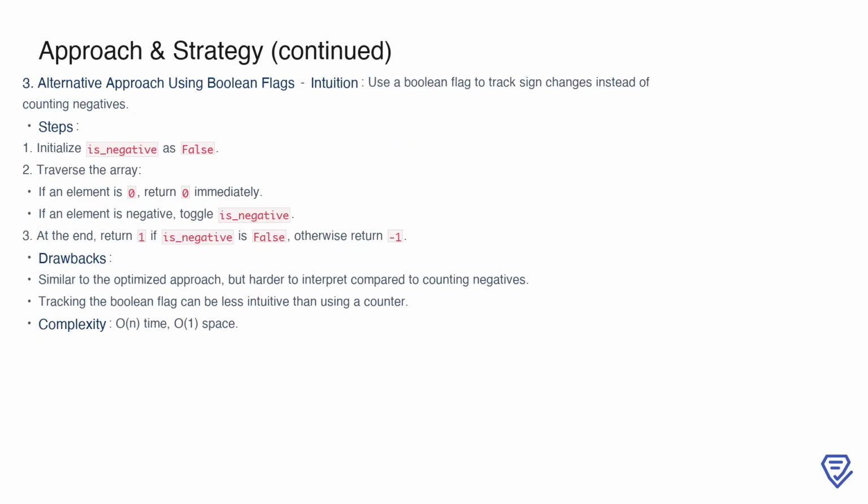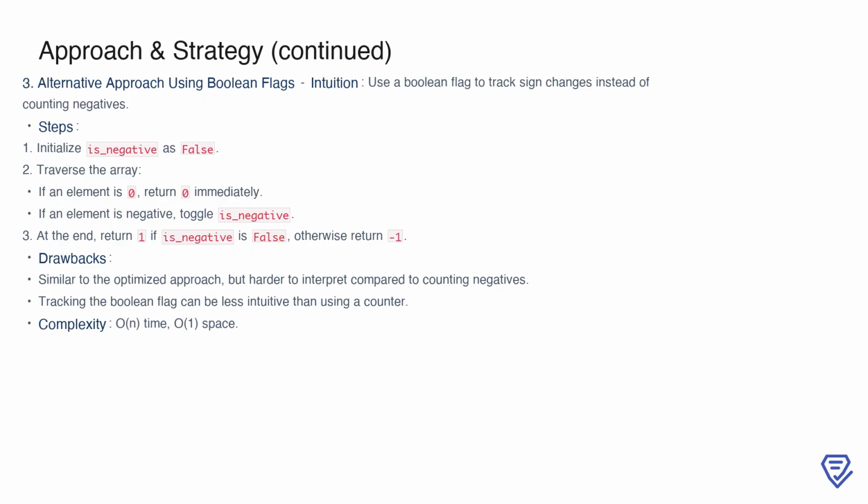Another alternative is to use a Boolean flag instead of counting negatives. In this method, we initialize a flag, is_negative, as false. As we iterate through the array, encountering a 0 still allows for early termination with a return value of 0. For every negative element, we toggle the value of is_negative. At the end, the flag's value determines the result. If is_negative is false, the product is positive, so we return 1.